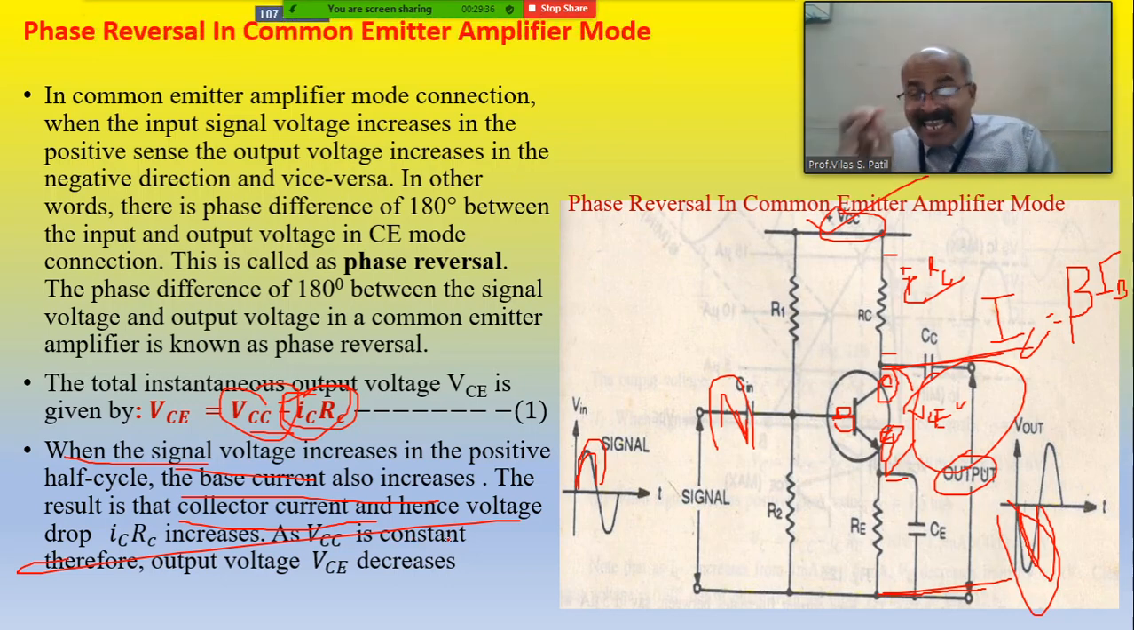Therefore VCE, the output voltage of the collector of the transistor in the common emitter amplifier, will decrease in a negative manner. This shows that VC will decrease. VC decreasing means that a phase shift of 180 degrees is observed between the output and input of the transistor amplifier circuit.